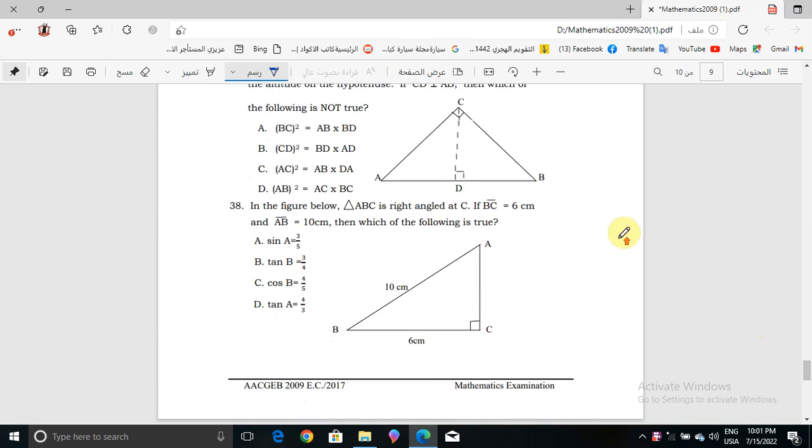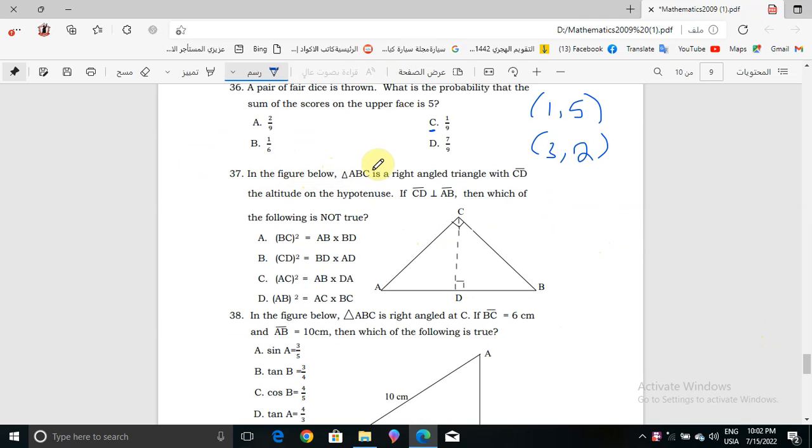Okay, now let's go for question number 37. In the figure below, triangle ABC is a right angle triangle with CD, the altitude on the hypotenuse AB. Which of the following is not true? Here, try the formulas, all of the formulas. What we have here: AC squared is equal to AD times AB, right? Then BC squared is equal to BD times BA. Then DC squared is equal to AD times DB.